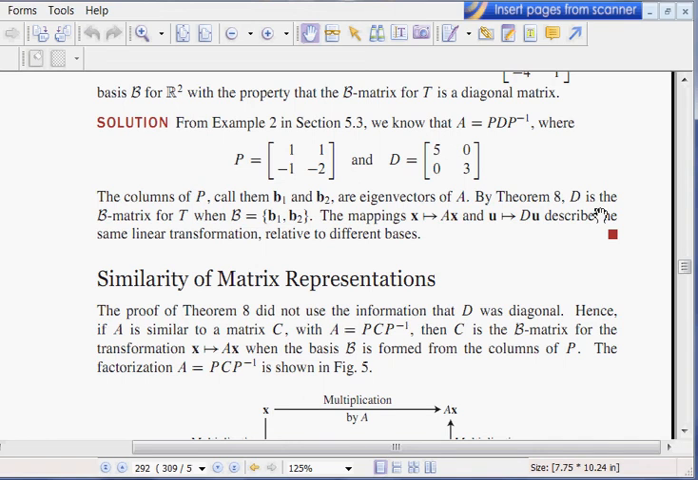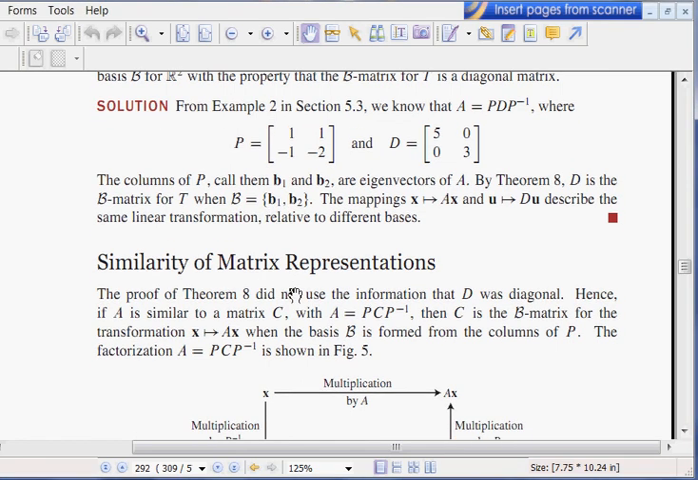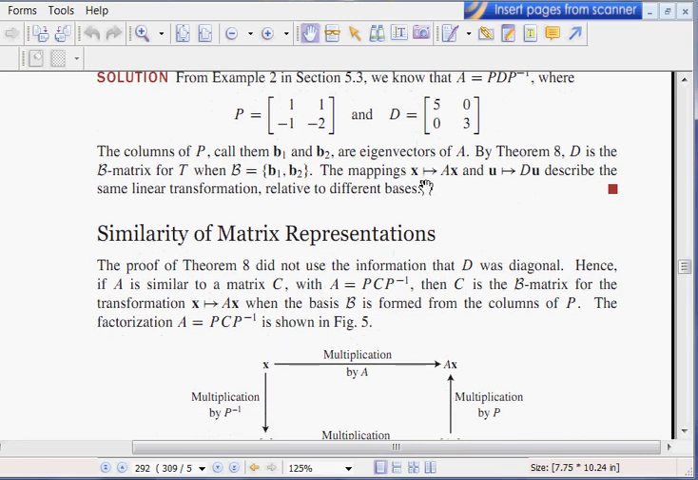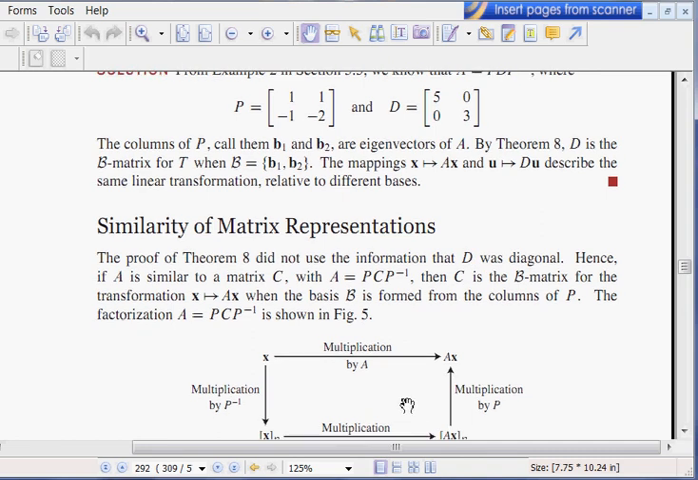And the important thing is right here. By theorem 8, D is the B-matrix for T when B is b1, b2. So in other words, when the basis vectors are these guys right here, the transformation is this diagonal matrix. So when you do x to Ax and u to Du, they're describing the same thing, but in terms of different basis vectors.